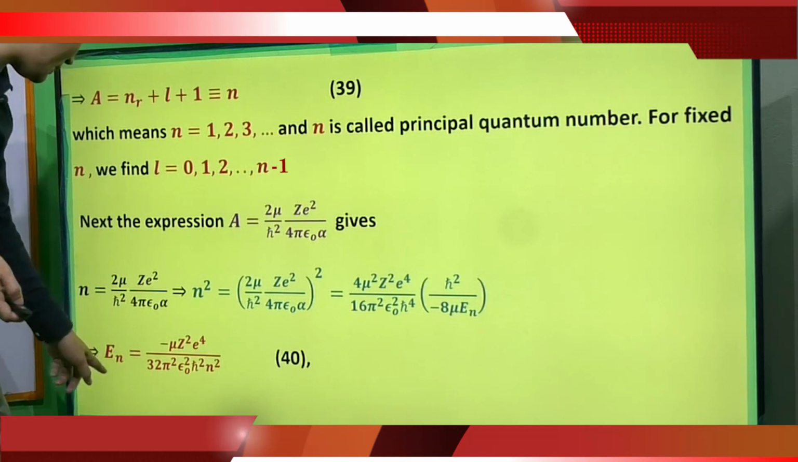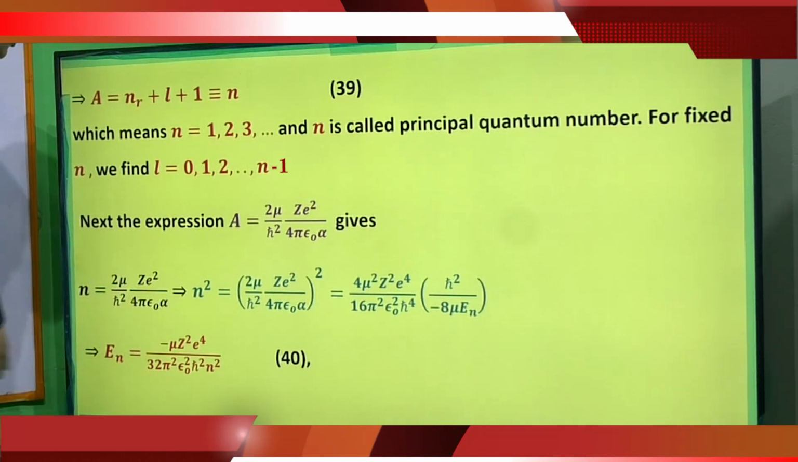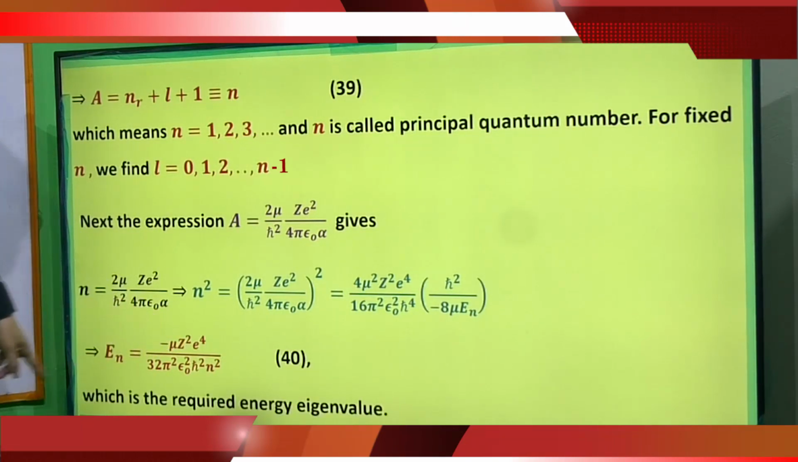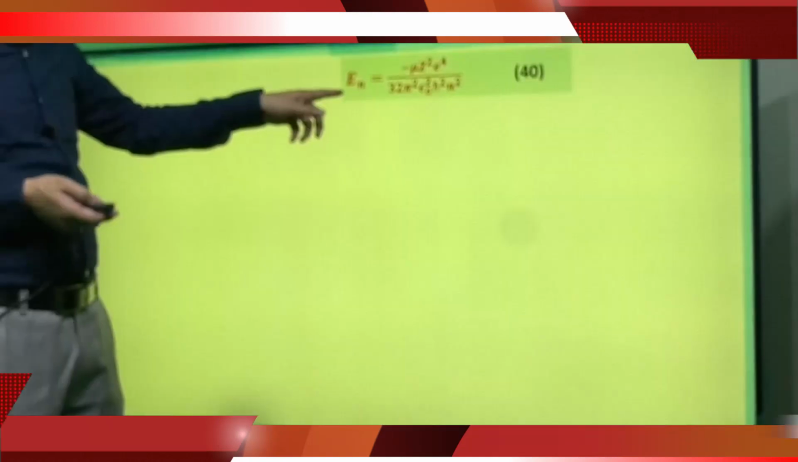So En is equal to minus mu z square e to the power 4 over 32 pi square epsilon naught square h bar square by n square. It depends on n square. So you see this one. This is the required energy eigenvalue for that hydrogen atom.